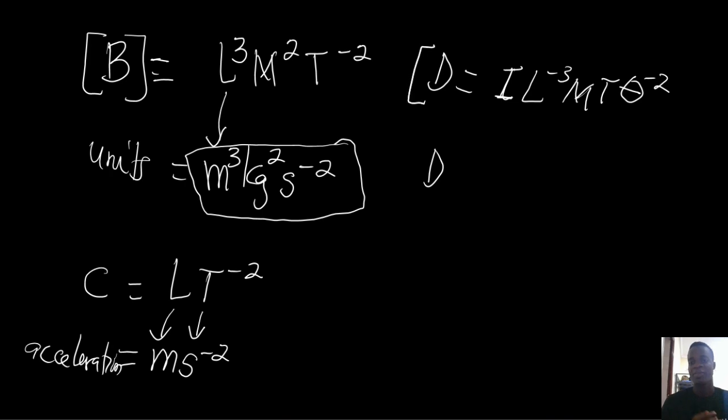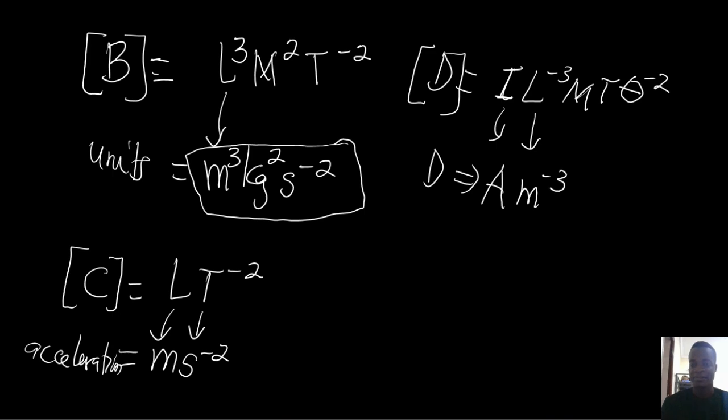So this is the dimensional expression. Dimensional expressions are always in square brackets. But right now we are going to fetch only the unit. I is current, and the standard unit of current is ampere, and the symbol is capital A. L is meters, so it's going to be m to the power negative 3. M is mass, so the unit is kilogram, and T is second. And theta is temperature, so Kelvin, capital K to the power negative 2.